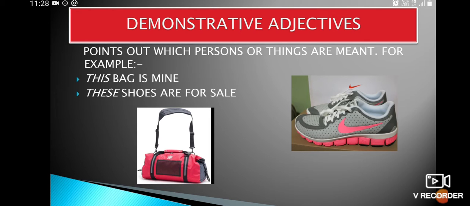These are the words which are pointing towards something. This is pointing towards the bag. These is pointing towards the shoes. These types of words are known as demonstrative adjectives.